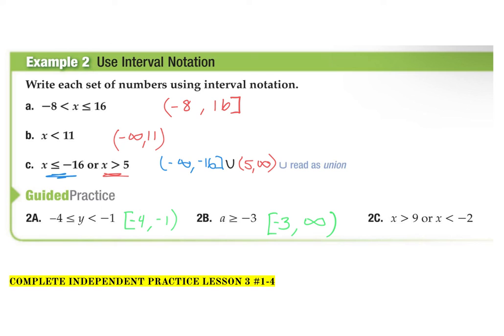X is greater than 9 and x is less than negative 2. So negative infinity, comma, negative 2, close, union, then I'm going to open 9 to infinity. Notice how I switched these two because I like to go from smallest to largest, and that's common notation. Because negative infinity is the lowest bound, that comes up on my left, and positive infinity is my highest bound going up to my right.